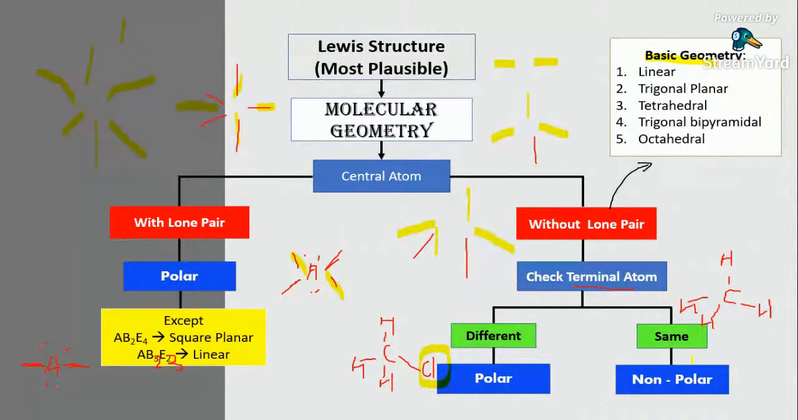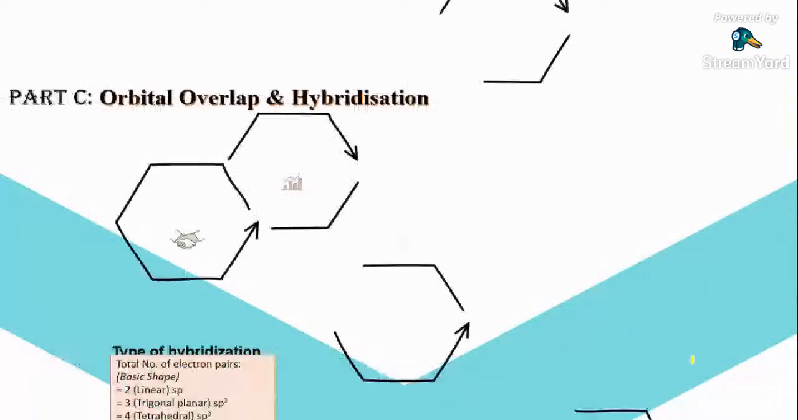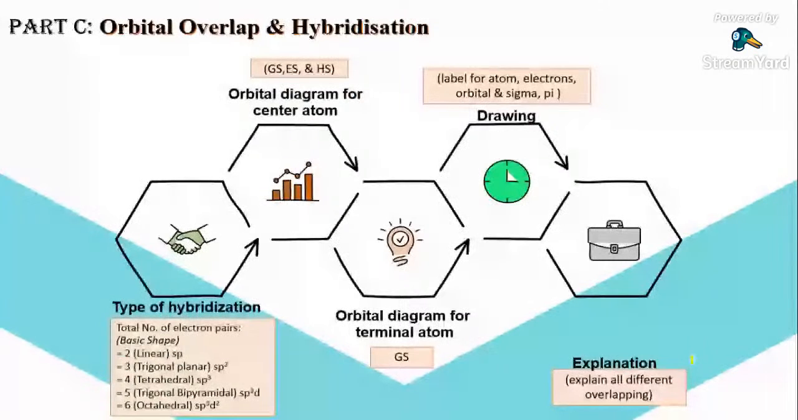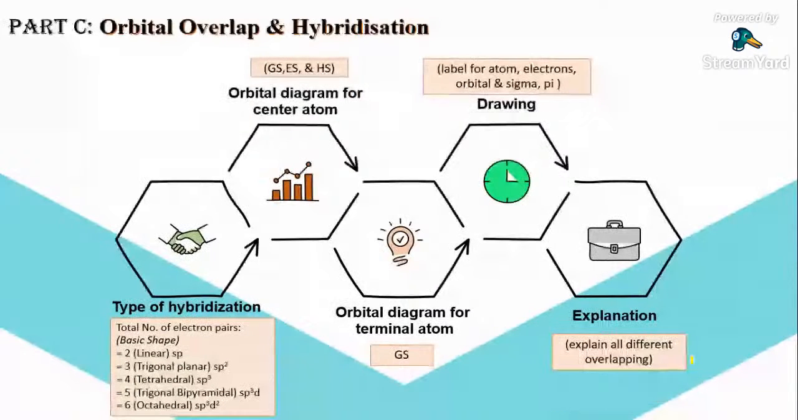Now we proceed to the next. This is the main part of today's lesson, now it's 9. So we are focusing over here. For orbital overlap and hybridization, first we need to identify the type of hybridization. It's actually very simple, since you know the molecular geometry already. If linear, the hybridization is sp. Trigonal planar, sp2. Tetrahedral, sp3. Trigonal bipyramidal, sp3d. And octahedral, sp3d2.